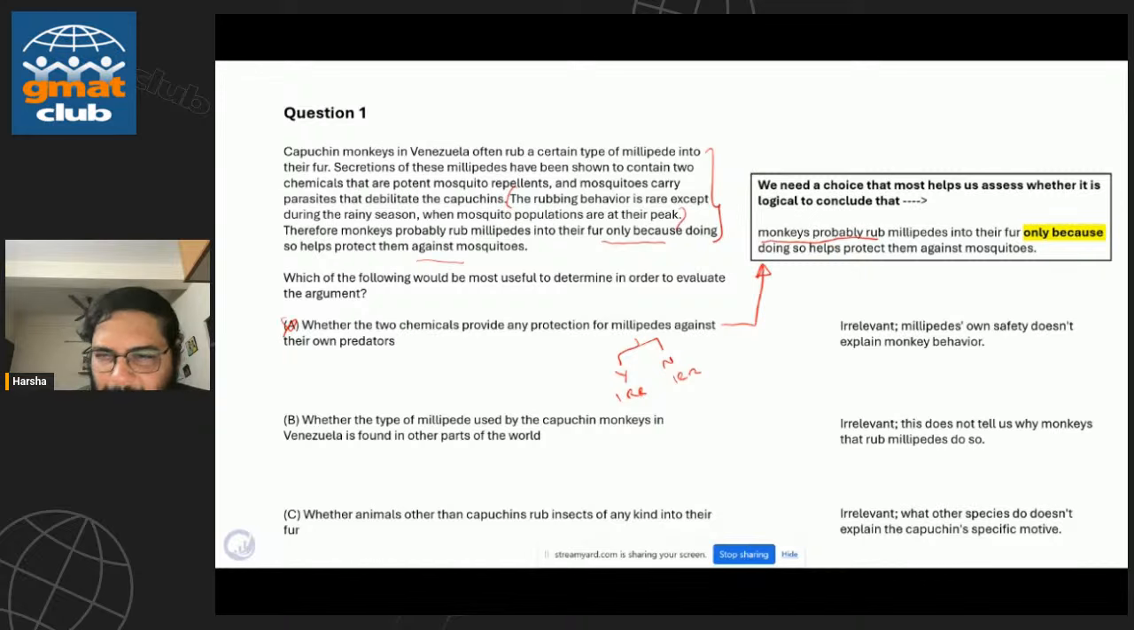Choice B also, I think you can instantly see it should be irrelevant. Why is that? Whether the type of millipede is found in other parts of the world. Again, maybe this millipede is found in other parts of the world, maybe it is not. Either way, it doesn't tell you why the monkeys are rubbing these millipedes into their fur, right?